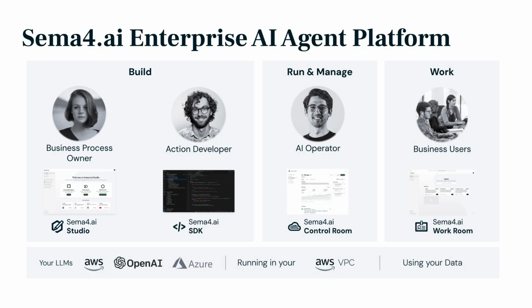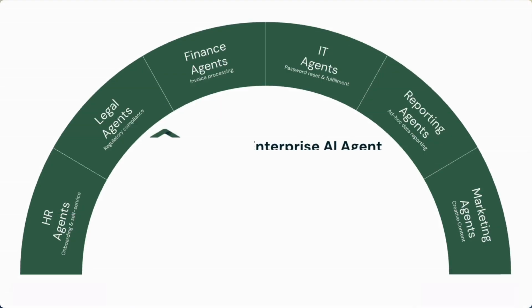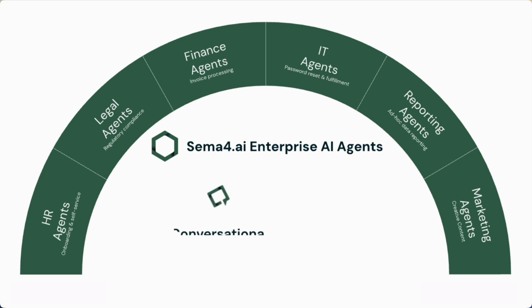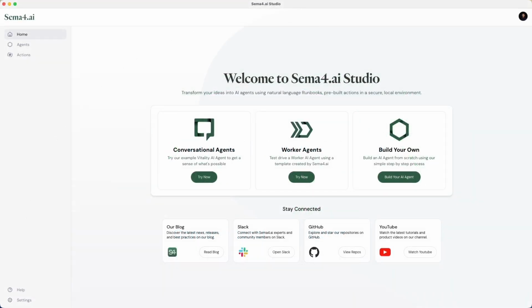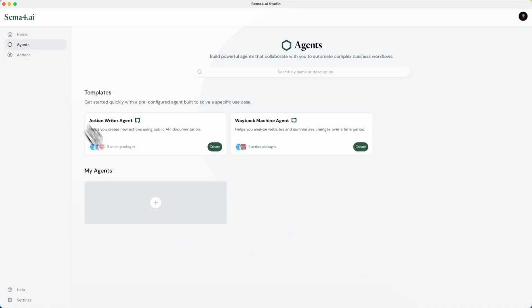Before we dive into the studio, let's understand enterprise AI agents. These agents are designed to understand your full business context, including applications, data, and documents. They operate autonomously, making informed decisions and continuously improving through feedback and training. You can build two types of agents in the Sema4.ai Studio.